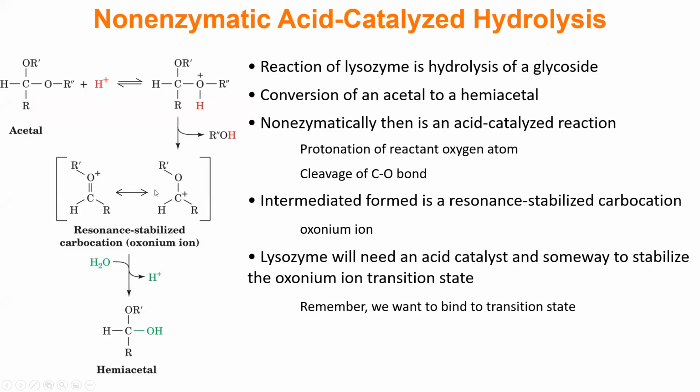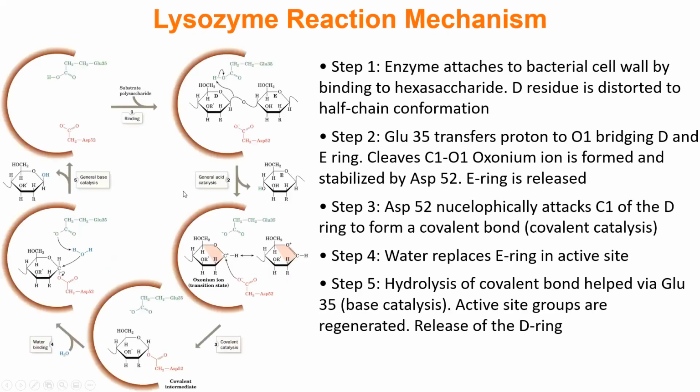Remember what we just talked about a few minutes ago. Enzymes really want to bind the transition state, right? That's their whole goal. So what I want you to look out for is how lysozyme is stabilizing this carbocation, because that's how we're going to speed up this reaction. And so here's the whole mechanism. The two amino acids that are critical for this mechanism are GLU35 and ASP52, right?